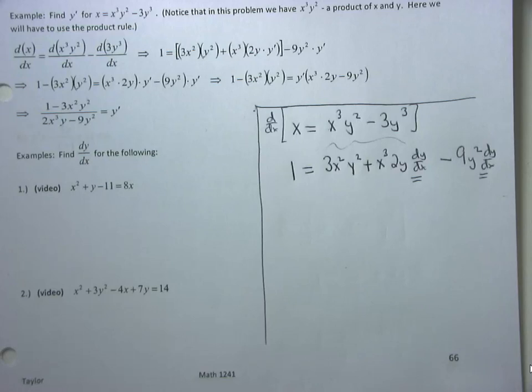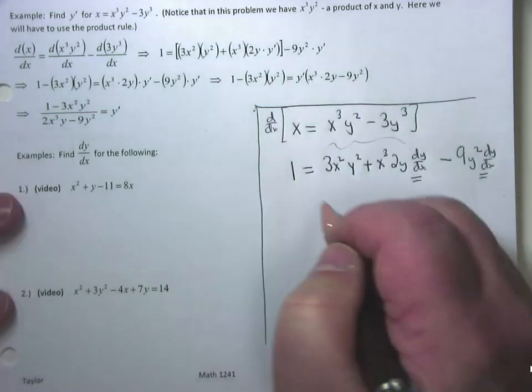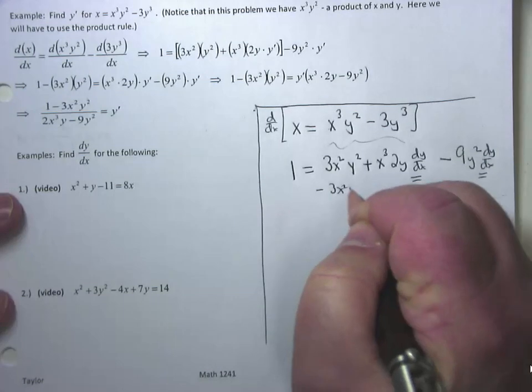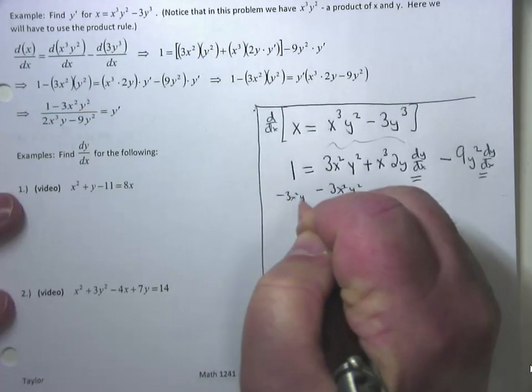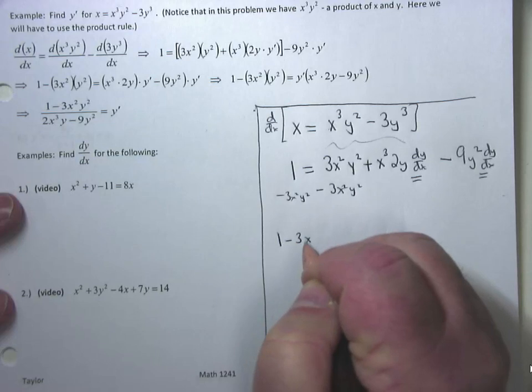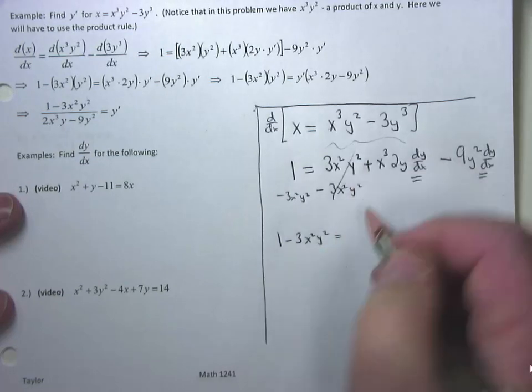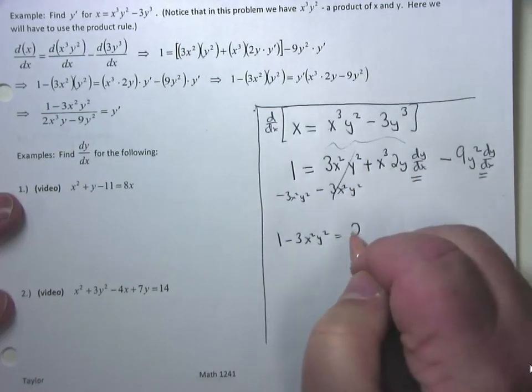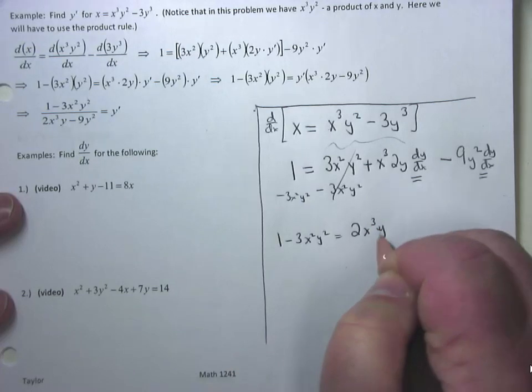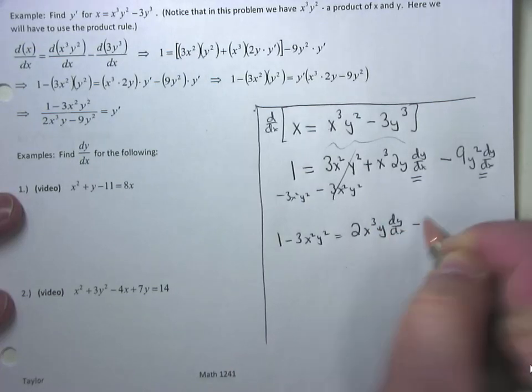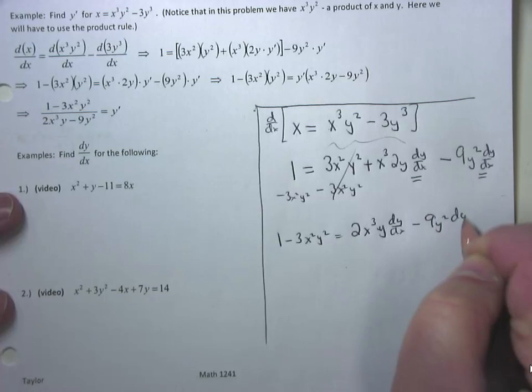So to solve for this, I'm going to move the term without the dy over dx in it to the other side. So I'm going to subtract 3x squared y squared from both sides. That gives me 1 minus 3x squared y squared equals, this cancels. And I'm going to clean this up. That'll be 2x cubed y dy over dx minus 9y squared dy over dx.